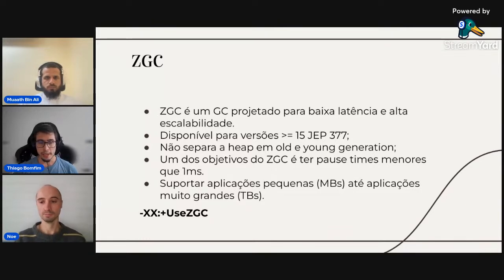ZGC has a different design. It doesn't separate the young and old generation. And one of the main reasons for ZGC is to have really, really small pause times, lower than milliseconds. It's microseconds. It's very, very low. So if latency is a problem, maybe ZGC is the best option. But again, we need to use Java 17 or higher if you want to use an LTS version.